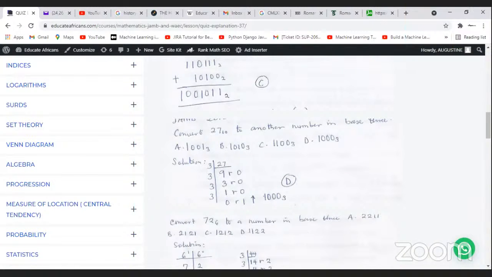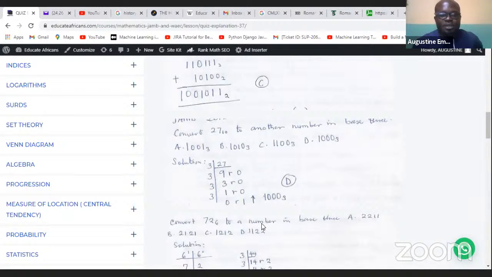Sir, please, the question again. See, the question is convert 72 base 6 to a number in base 3. So let me see a very intelligent student that can help me out with this.